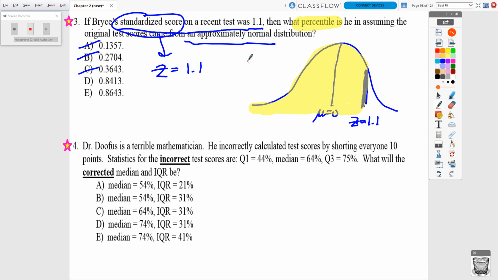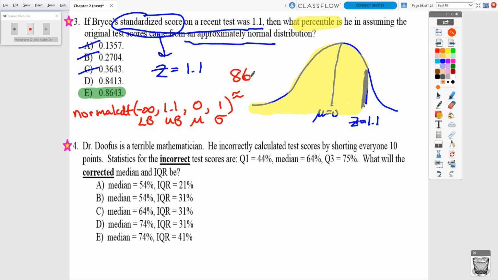Now, since we were told that this is an approximately normal distribution, if we want to find that area, we can use the normal CDF command. And so our lower bound is negative infinity because this is our furthest left shaded region. Our upper bound is going to be Bryce's 1.1. The mean is going to be the 0 for the standard normal, and the standard deviation is the 1 for the standard normal. And so now, if I plug all that into my calculator, I should come up with the answer of 86.43% or 0.8643. So Bryce is in, I guess I should state, the 86.43rd percentile.